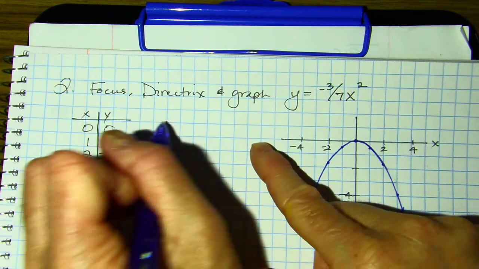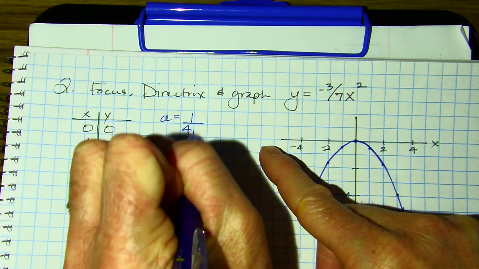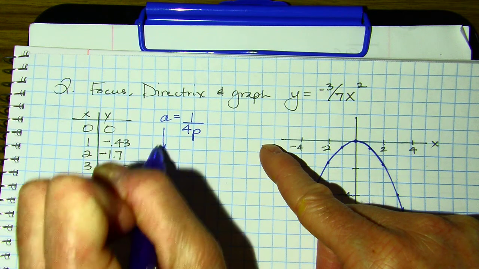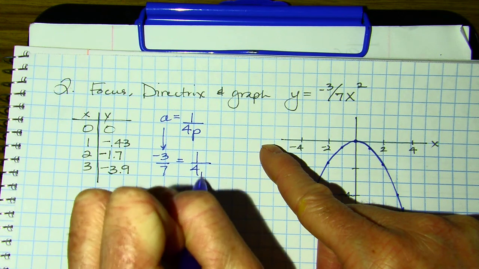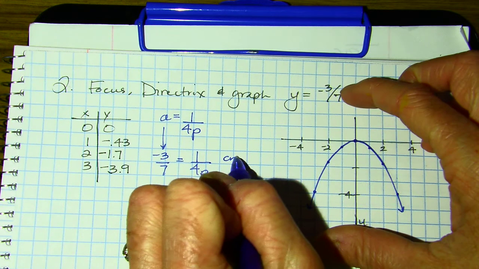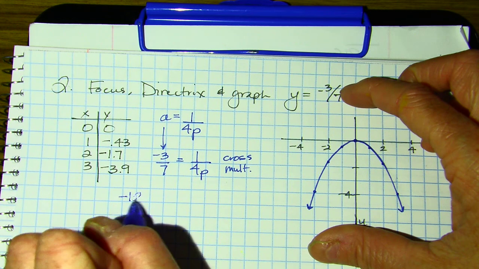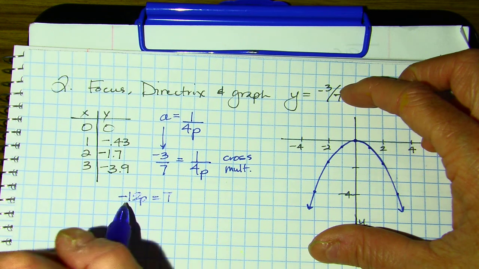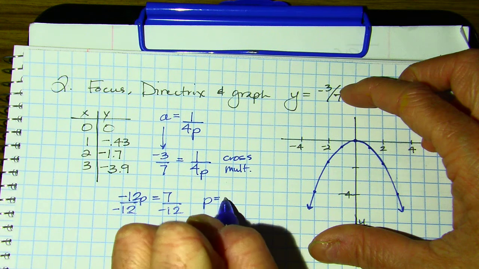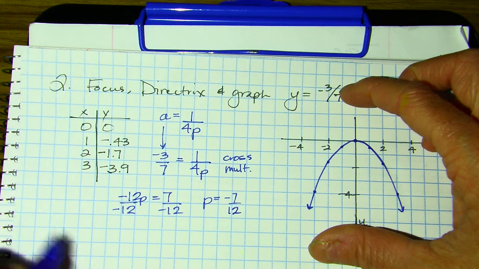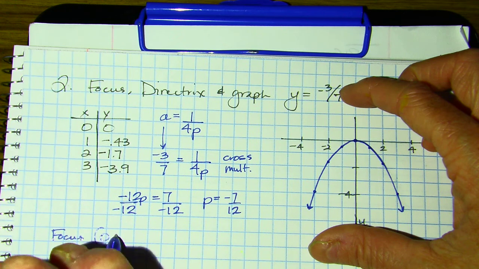So I know that A equals 1 over 4p. My A value is -3/7, and that should equal 1 over 4p. And I'm going to cross multiply. I think that's the easiest way. So I get -12p equals 7. And so I'm going to divide by the -12. And p equals -7/12. And so my focus is going to be at 0, -7/12.